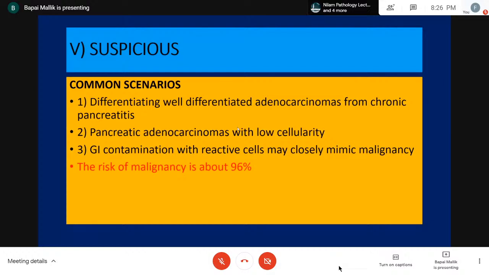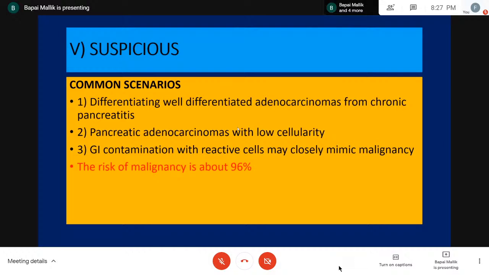Now suspicious, we just wait to see what the common scenarios are and then we see suspicious. So suspicious, we are going to say when you differentiate well-differentiated adenocarcinomas from chronic pancreatitis. There are situations, and we are going to see a lot of it in the next lecture, where it can be very difficult, almost impossible at times, to differentiate a very well-differentiated adenocarcinoma from chronic pancreatitis. So in those circumstances, you can call it suspicious. Pancreatic adenocarcinomas with low cellularity can be called suspicious. And I said this, you can also put it into the atypical category.